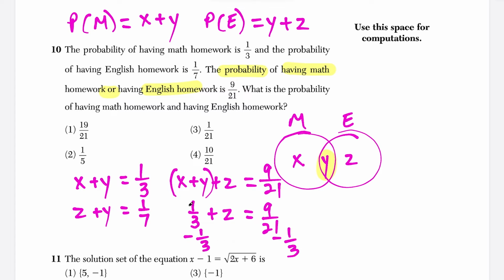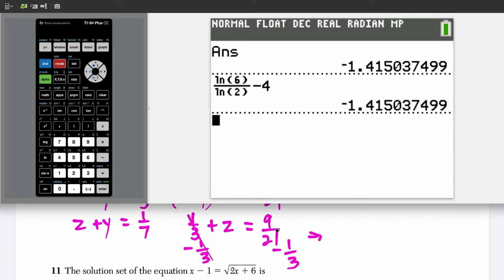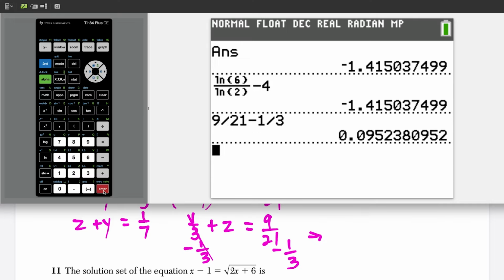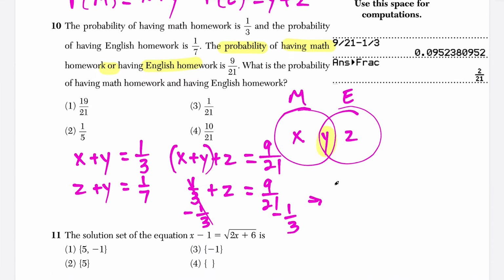And then the calculator will tell us what Z is equal to. So you could do that subtraction by hand if you want to make your elementary school teachers proud. Or you could do 9 over 21 and then minus 1 over 3. And you're going to get a decimal, but then you just press math, enter, enter, and it turns your answer into a fraction. So this tells us that Z is equal to 2 over 21.